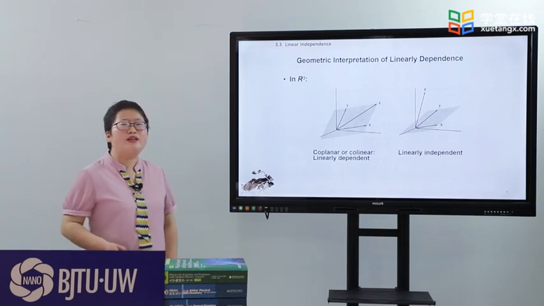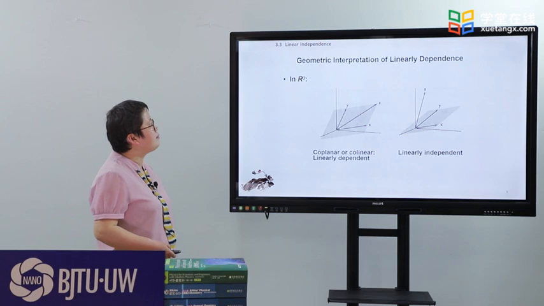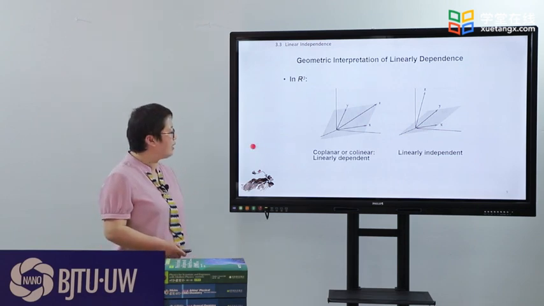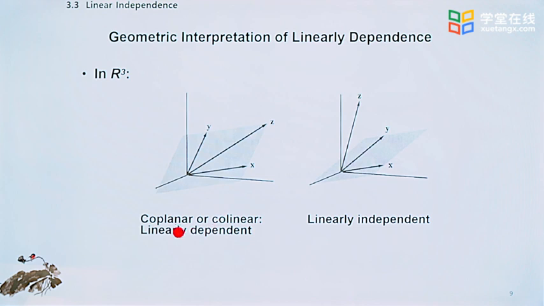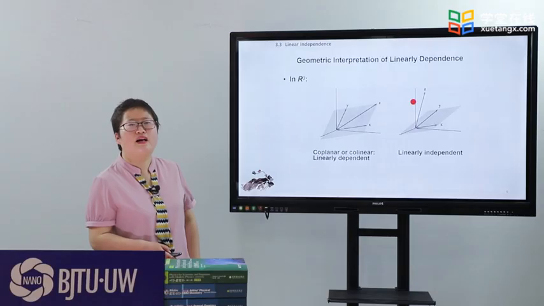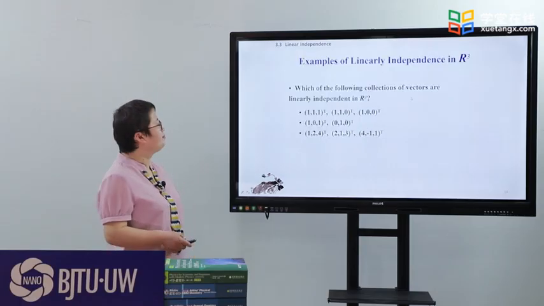And in three-dimensional space, we can still see some geometrical interpretation. If the vectors x, y, and z are coplanar or collinear, coplanar meaning in the same plane, then they are linearly dependent. If the three vectors x, y, and z are not coplanar or collinear, they are linearly independent. If there are three vectors that are linearly independent, they can span the whole space R3.